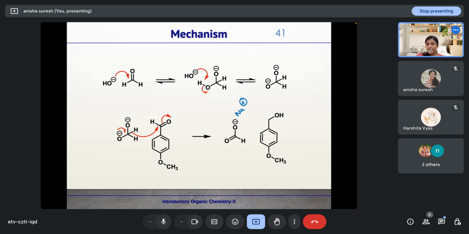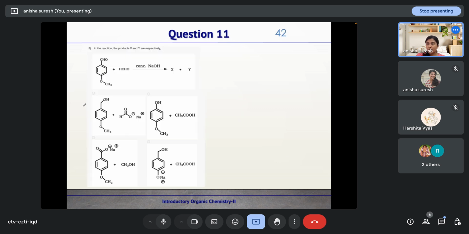Yes, ma'am. Okay, so this is the Cannizzaro reaction. When there are no alpha hydrogens present, the Cannizzaro reaction will take place. Option A is the right answer.